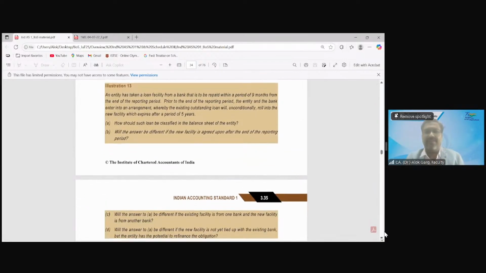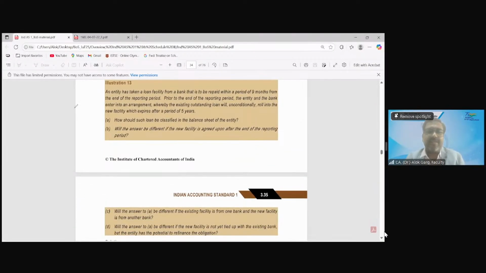Very good question. An entity has taken a loan facility from a bank that has to be repaid within a period of 9 months from the end of the reporting period. So entity has taken a loan which is repayable within 9 months from the reporting period. Is it current or non-current? Sir, current, sir. Current.